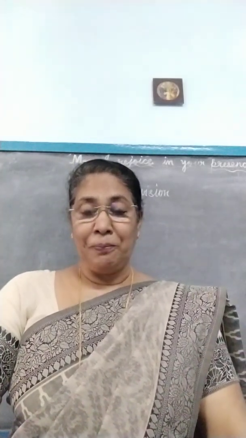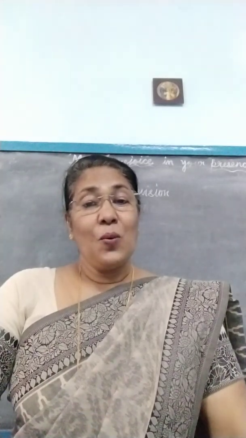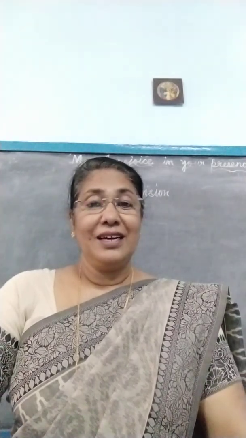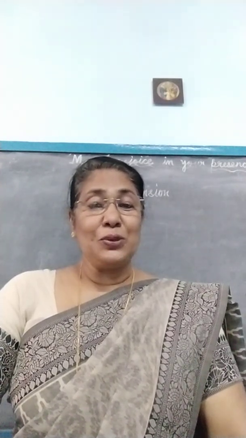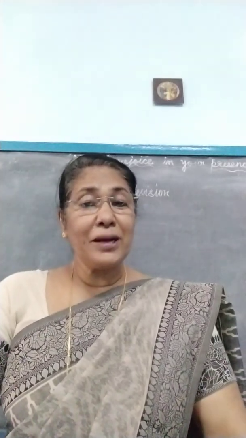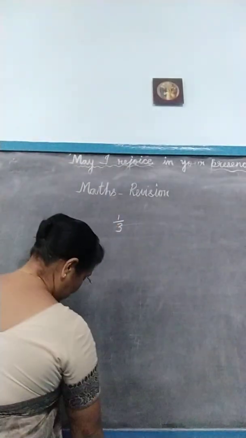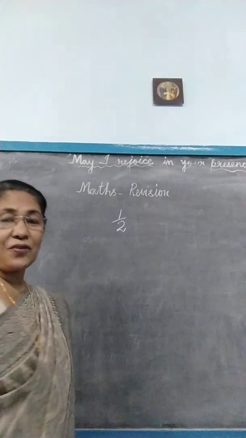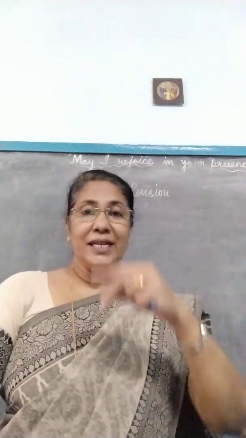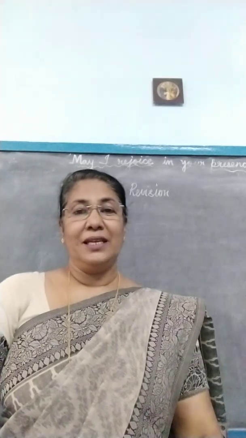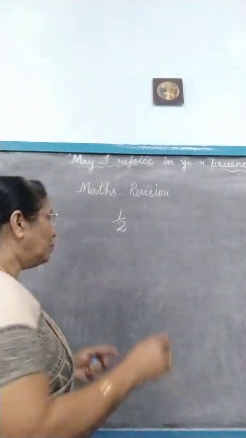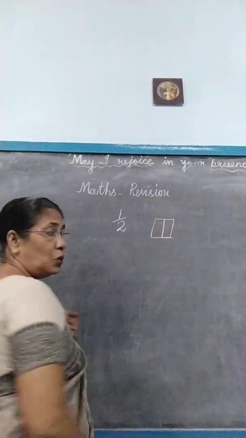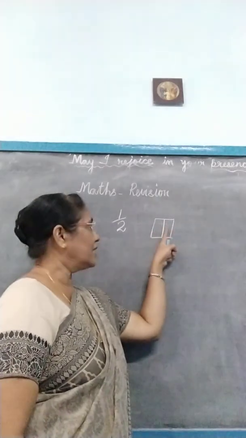F-R-A-C-T-I-O-N is fraction. Then, how do you write 1 by 2? That is half. Yes, this is 1 by 2. This is the fraction where the whole thing is divided into 2 portions. Now this square is divided into 2 portions, so this is 1/2, and this is another half.